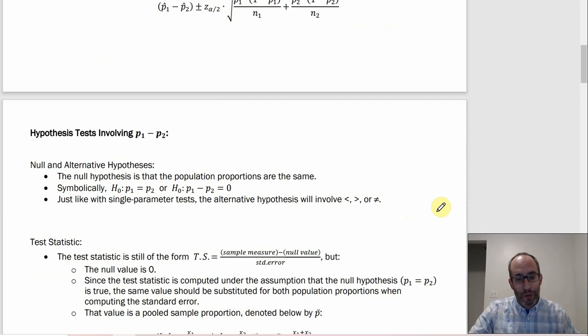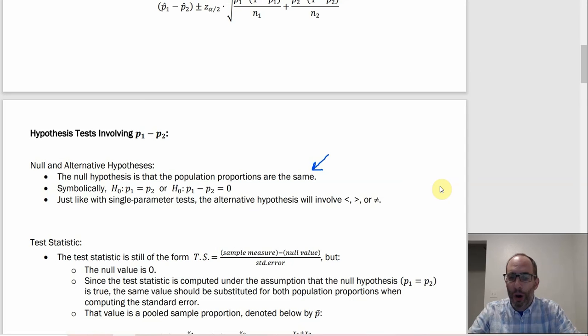All right, then what about the hypothesis test? So the null is that the population proportions are the same. So it's always that. That's always going to be your null. So it's always going to be this: P1 equals P2 or P1 minus P2 equals 0. Sometimes you see it phrased one way, sometimes you see it the other, but those are equivalent statements, right? If you started with P1 equal to P2 and subtracted P2 from both sides, you get P1 minus P2 equals 0.